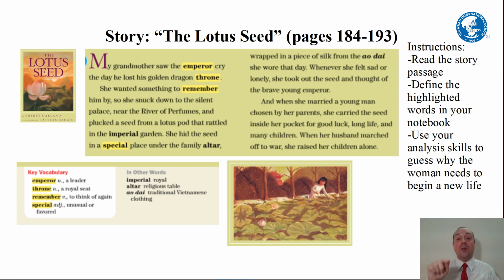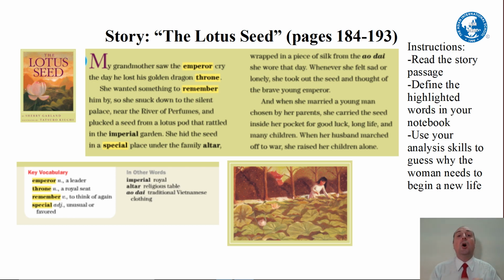Okay. The next one, remember. Your turn. Remember. Good. Okay. Remember is to think of something again. Okay. And the last one is special. Special. Okay. So special is something that is unusual or favored, okay, like a favorite. The other words that we have there, imperial, 4 syllables, imperial. Good. This means something that is royal or special only to the emperor or the king.